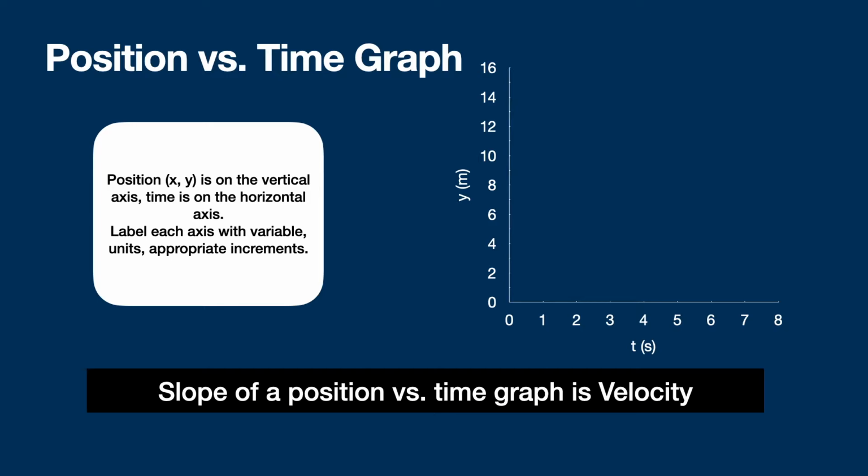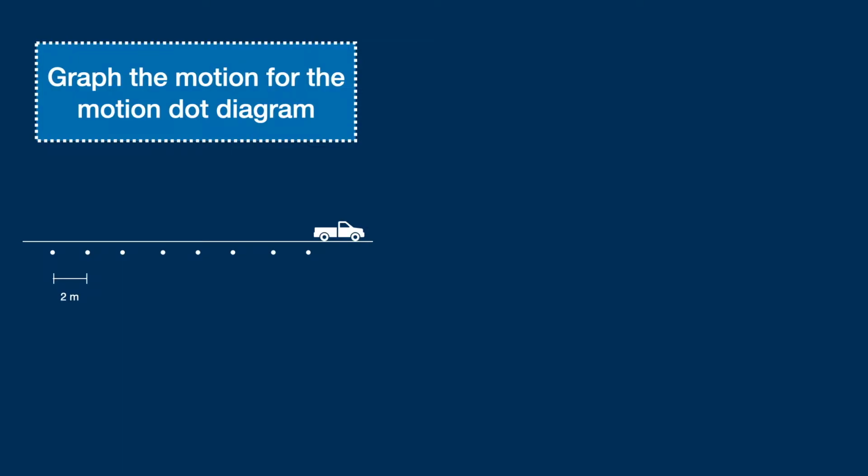Okay. And then lastly here, the slope of a position versus time graph is the velocity. All right. So we'll look at why that is here in just a second. So here we have an example, and we want to graph the motion for the following motion dot diagram. And the spacing between each of those oil drops is 2 meters.